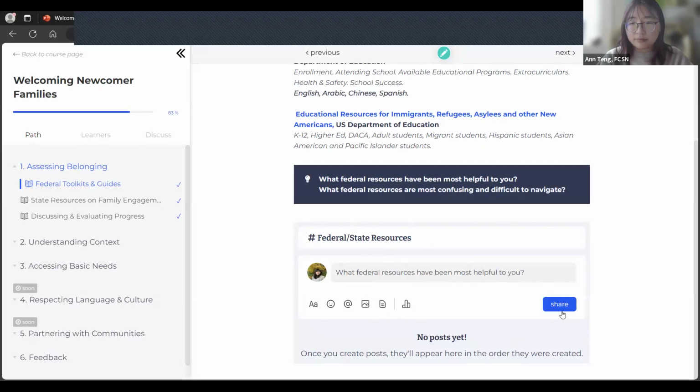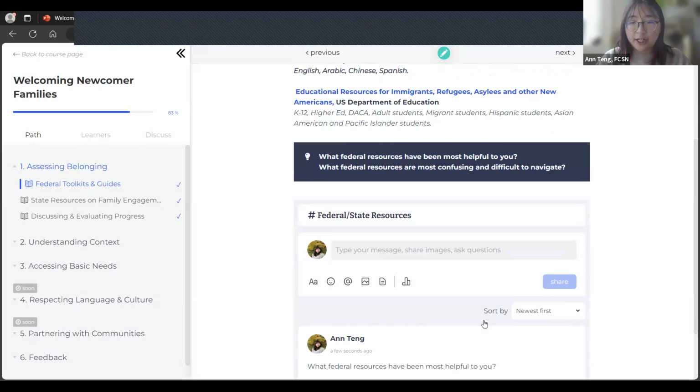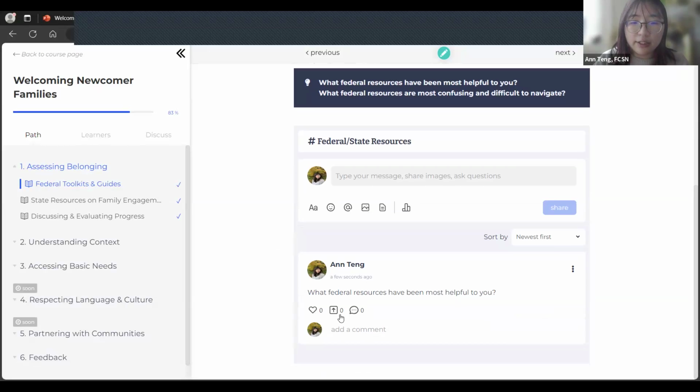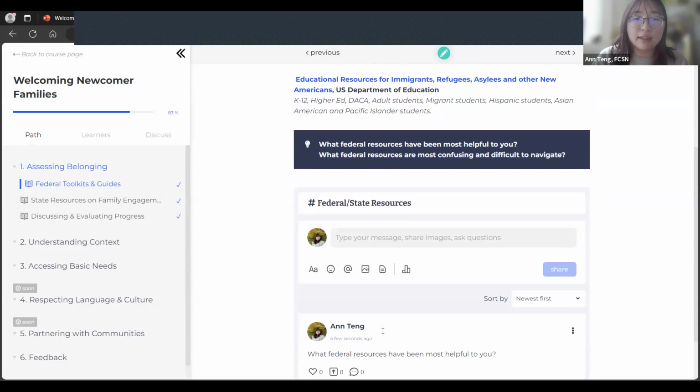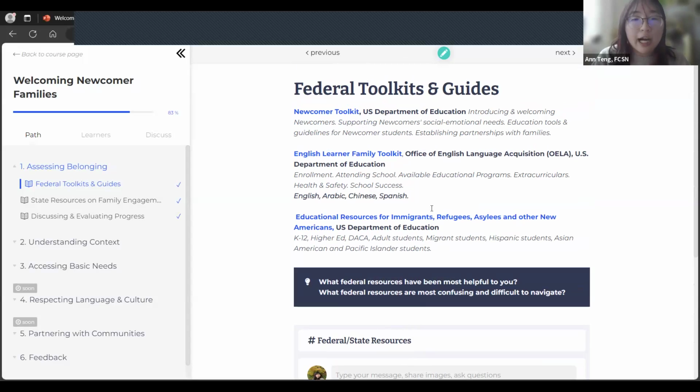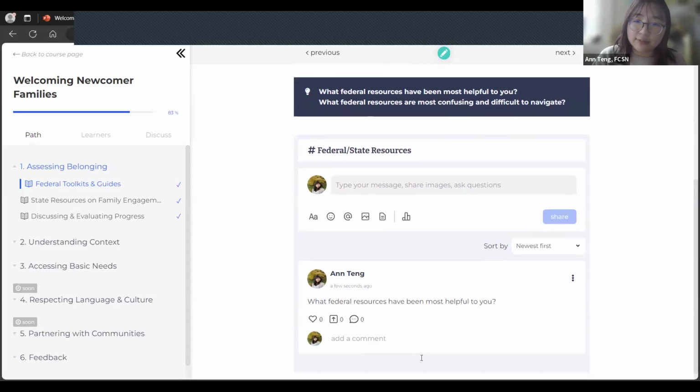You can share. You can heart it, you can upvote it, and you can add comments below so that if somebody has a question, feel free to post it here, and there may be more folks that would know the answer. Or if you would like to discuss any of these resources, leave a comment here and let us know what other types of resources you want to look at in terms of federal toolkits and guides. And this is a really great space for people to just chat. This is why it's called an online forum instead of anything else such as a toolkit.